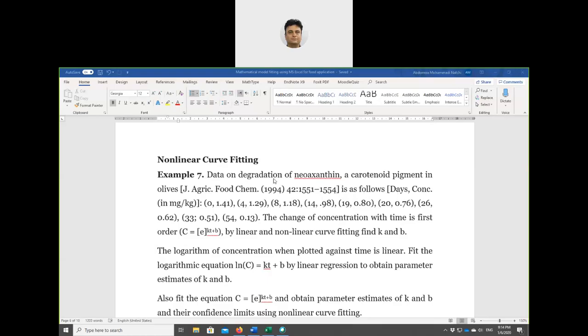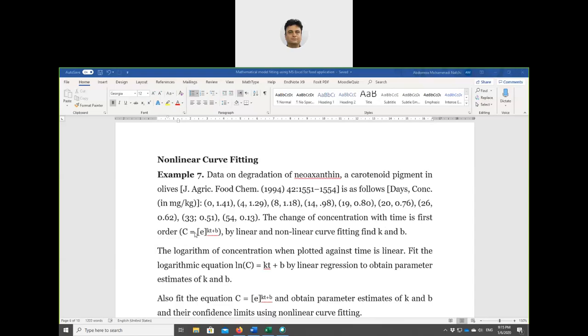We want to measure the degradation. How? Each day we measure the concentration of the xanthin in milligram per kilogram. On day 0, the amount of the xanthin was 1.4. Day 4, and so on, until we measure until day 54. The amount of the xanthin is 0.13. The change of concentration with time is first order.